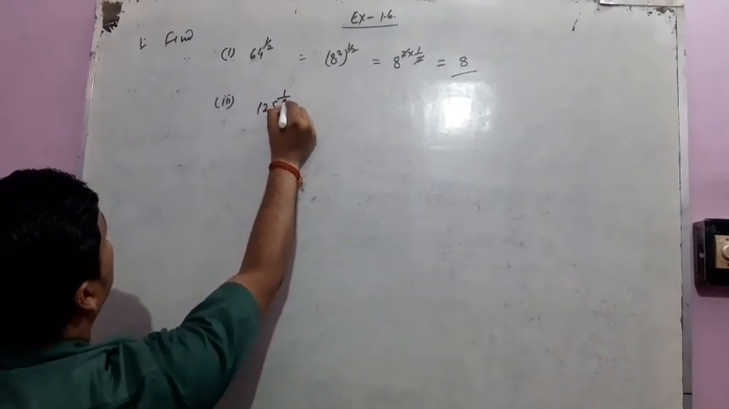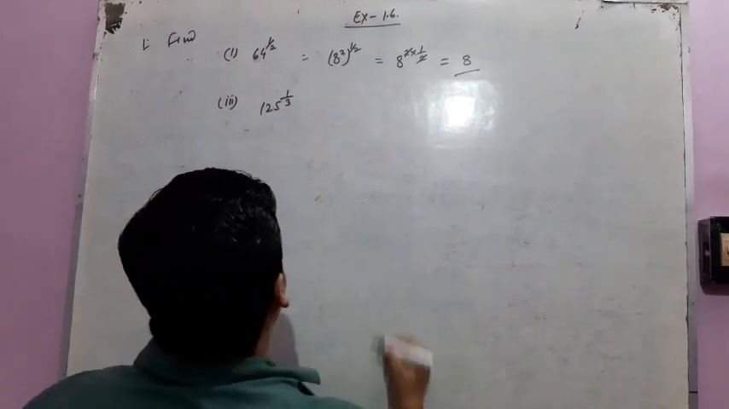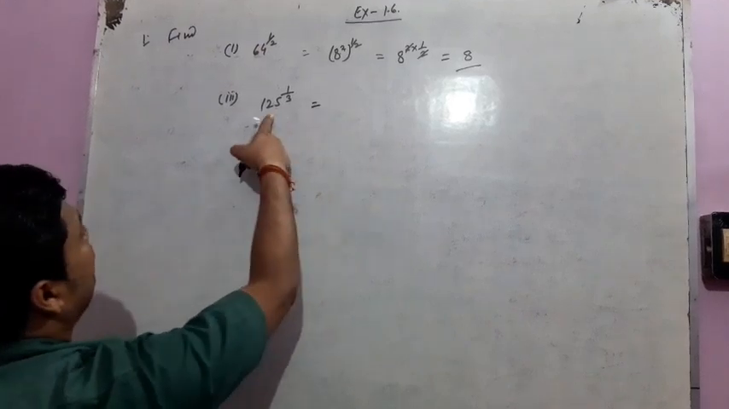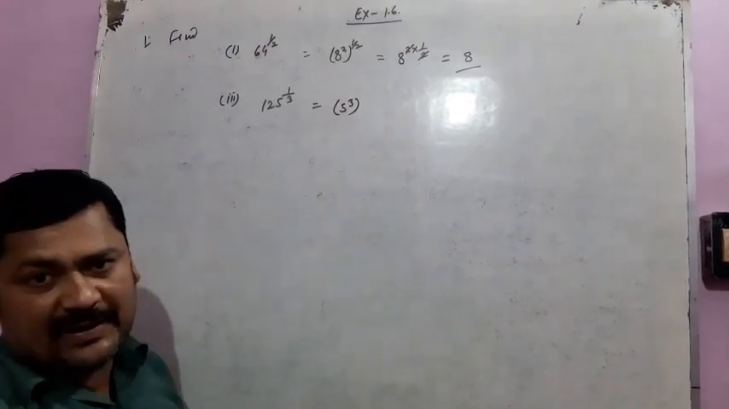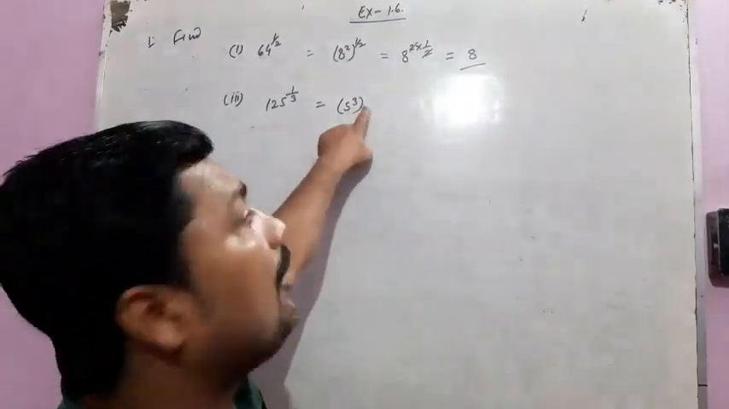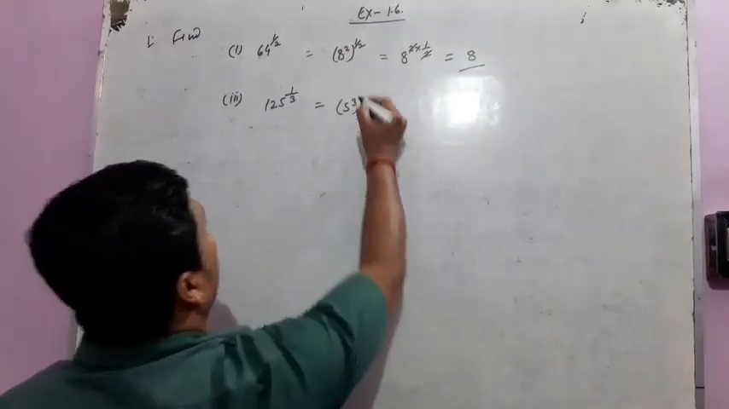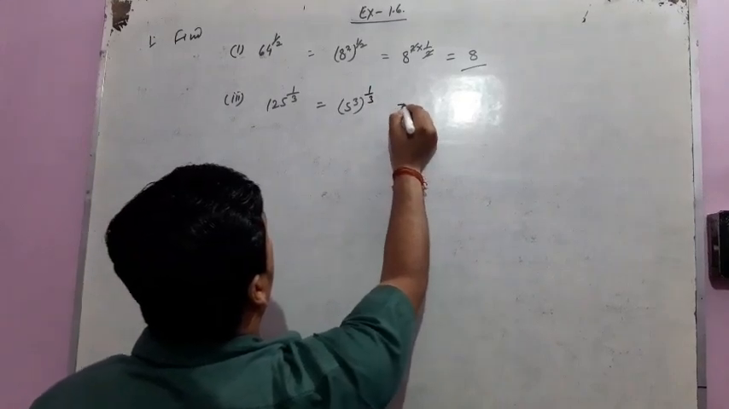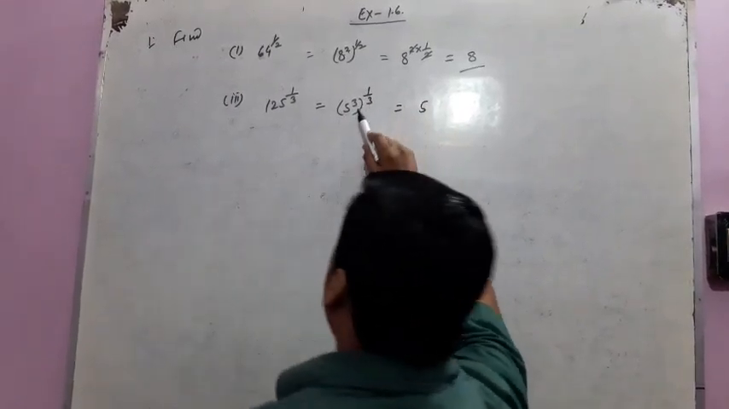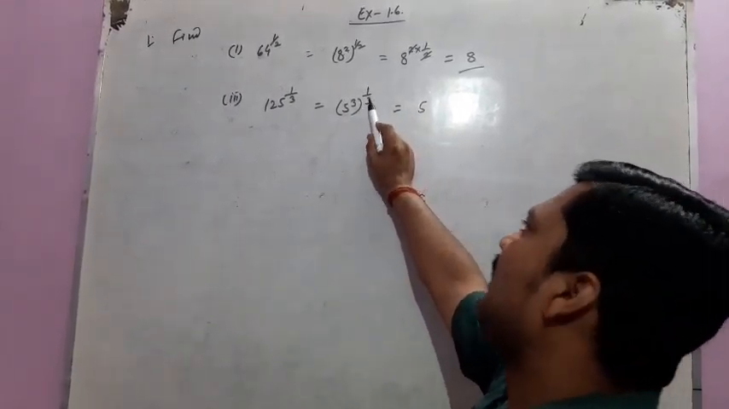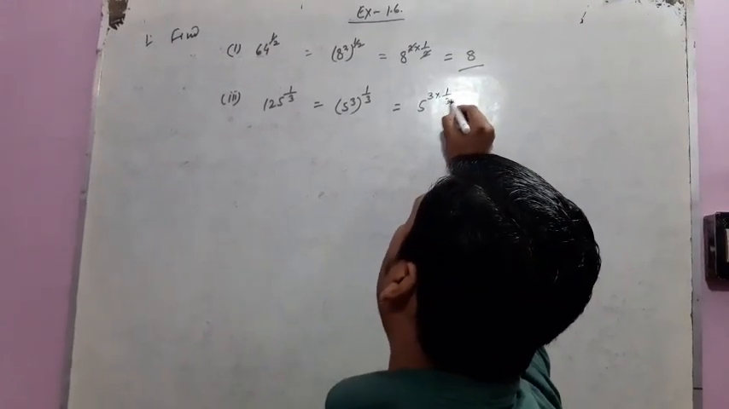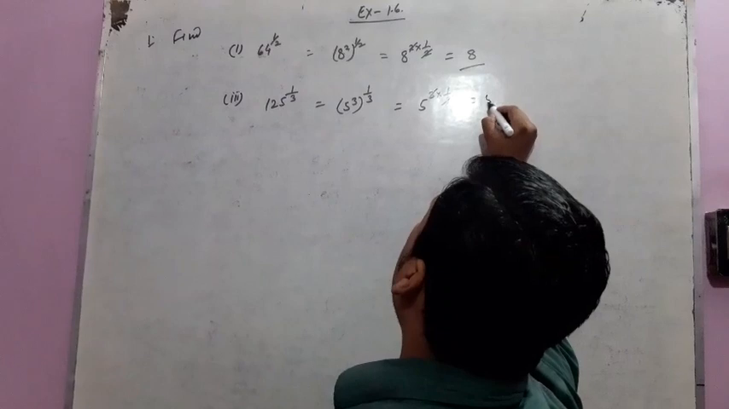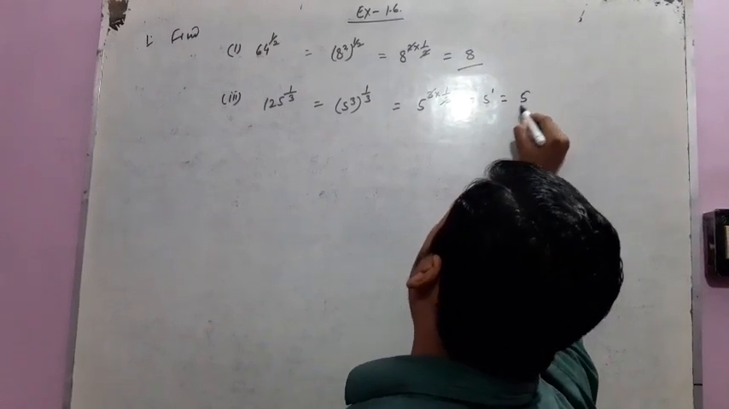125 to the power 1 by 3. Now we can write 125 as the cube of 5. We can express 125 as the cube of 5, and here the power is 1 by 3. So now, as we know, the powers of the same base are multiplied. Multiply the powers: 5 to the power 1, that is equal to 5.